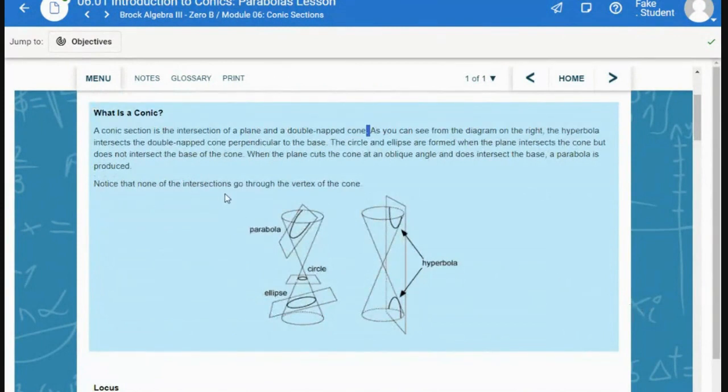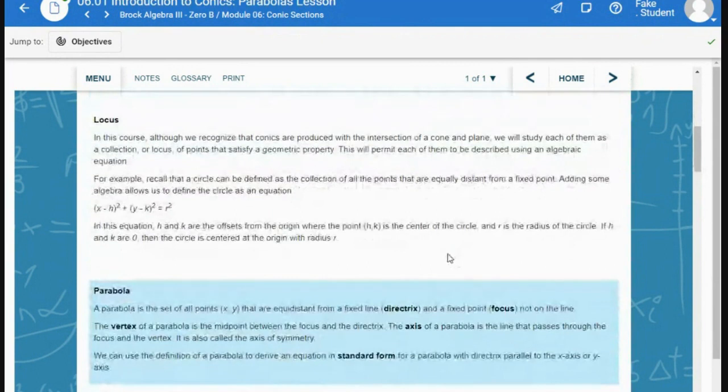Notice none of these intersections go through the vertex of the cone. So this is all just using the different sections of the double napped cone. All right, so we've got some different vocabulary we're going to use. There's something called the locus.